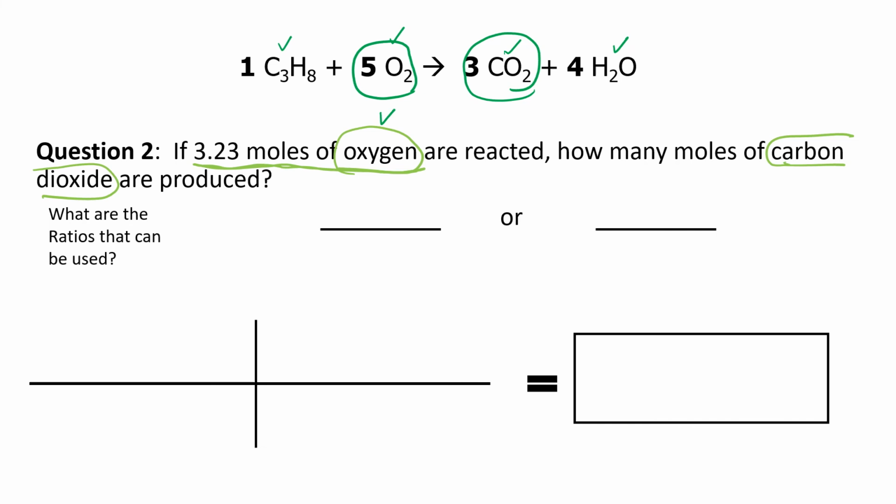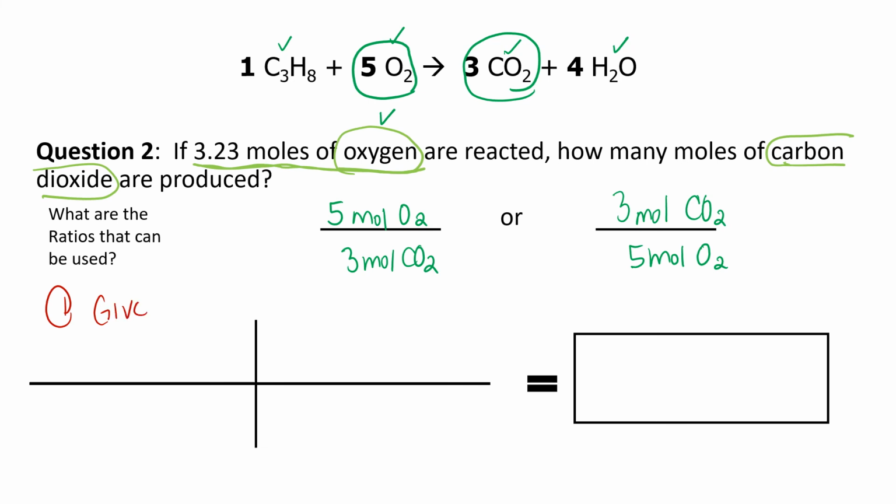Okay, now that I figured out what two things are mentioned in the question, I write them as a fraction, which is my ratios. So I'm going to put down 5 moles of oxygen over 3 moles of carbon dioxide. And then I flip it over and I put 3 moles of carbon dioxide over 5 moles of oxygen. Okay, so let's remember the steps. Step 1, write the given. Step 2, same thing, ratio. My given is the only one that has a number. There it is. But I'm going to write the unit and the substance.